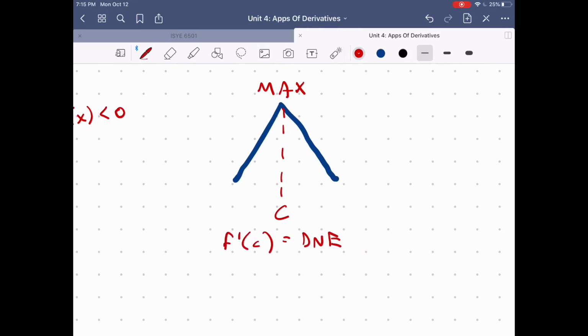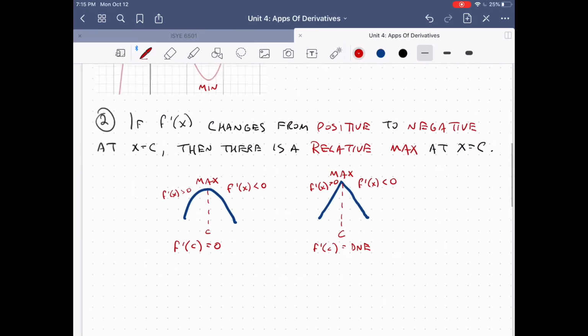So if you have a cusp or a corner, that means f prime of c does not exist. Well, it turns out that it doesn't matter if it exists or not. To show that it's a relative maximum is actually the same. If to the left of that point where it doesn't exist, your slope is positive, that means f prime of x is greater than 0. And to the right, if the slope is negative, that means f prime of x is less than 0. So if that's true, that means that you still have a relative maximum at that point.